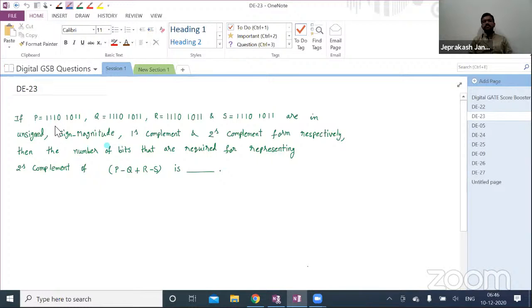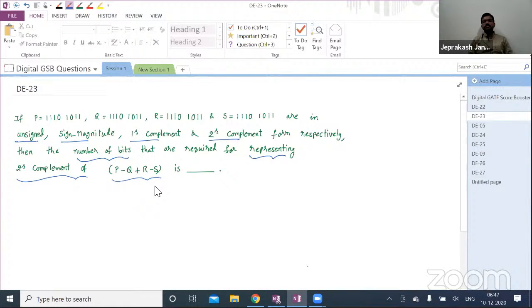Just read the question. If P equal to 11101011, the same number, but he has labeled it as PQRS, in unsigned, sign magnitude, 1's complement and 2's complement form respectively. Then the number of bits that are required for representing 2's complement of P minus Q plus R minus S is dash.